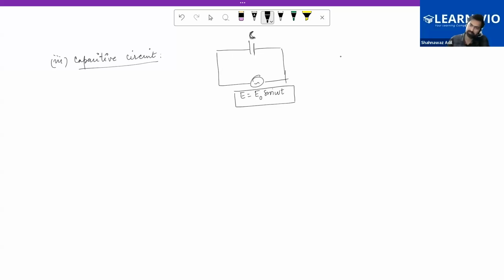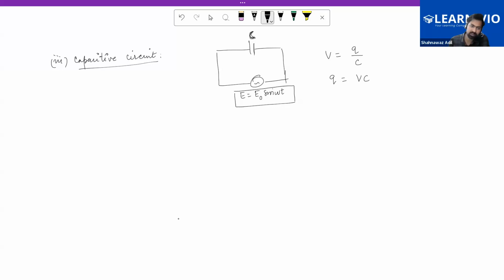So what is the voltage of the capacitor? That is Q by C, right? And we know how we can get the current from the charge. So Q would be Vc, right? And we know that C is a constant, right?